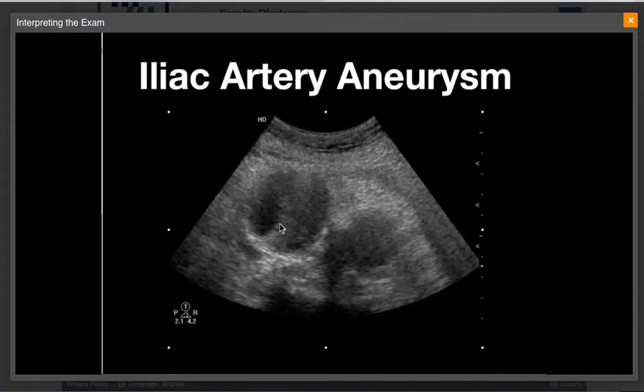So remember, a minority of patients may have isolated iliac artery aneurysm, so you want to try and evaluate as much of the iliacs as possible. As a refresher, the normal common iliac artery in a male should be no larger than 1.5 centimeters in diameter, and in a female should be no larger than 1.2 centimeters in diameter.